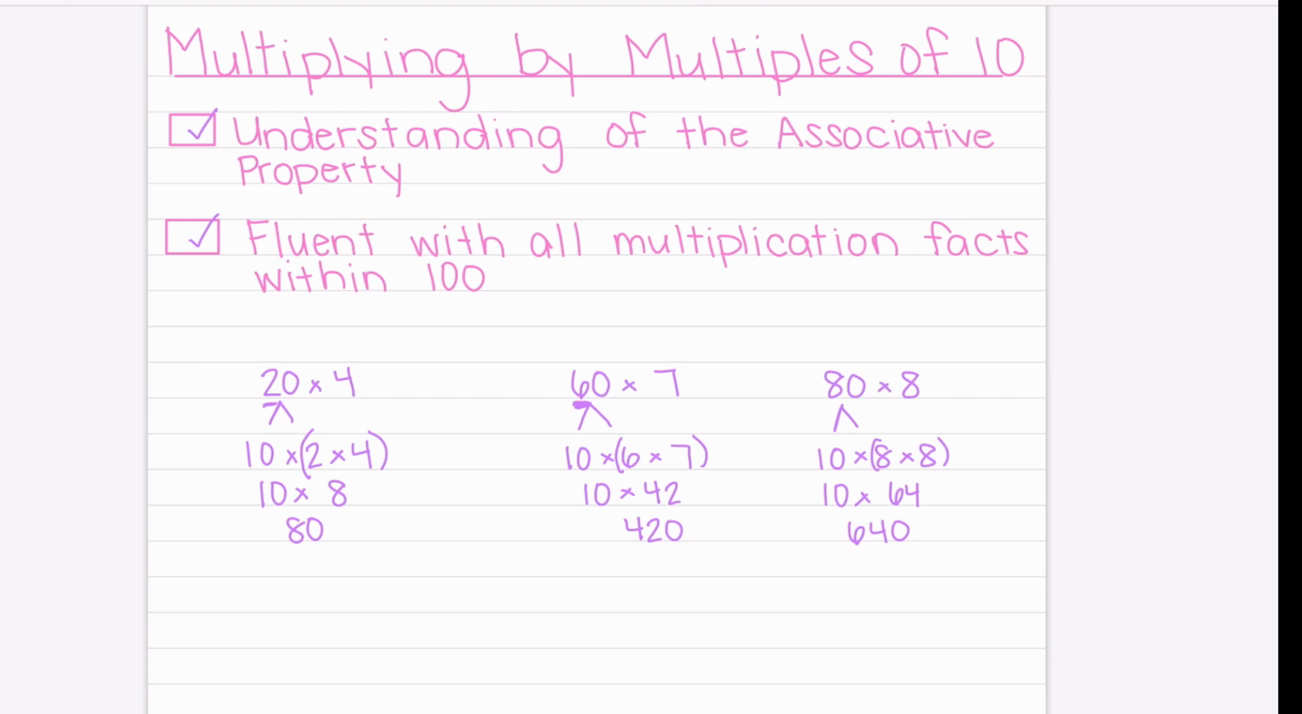In this video, we applied the associative property as well as our fluency with all multiplication facts within 100 as a strategy to multiply by multiples of 10.